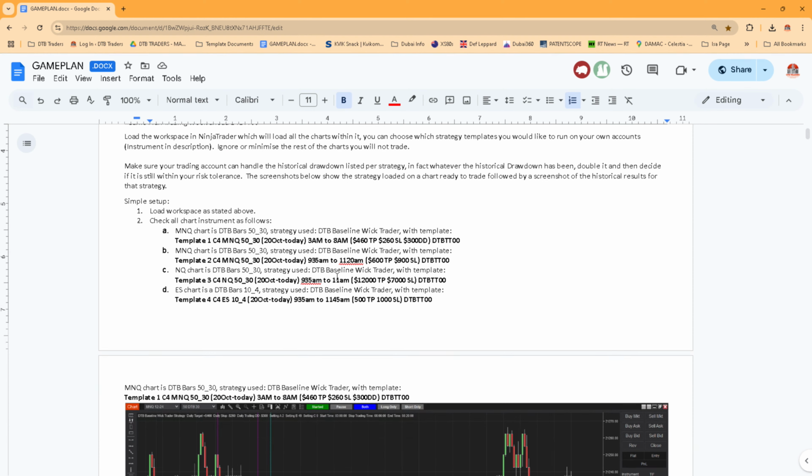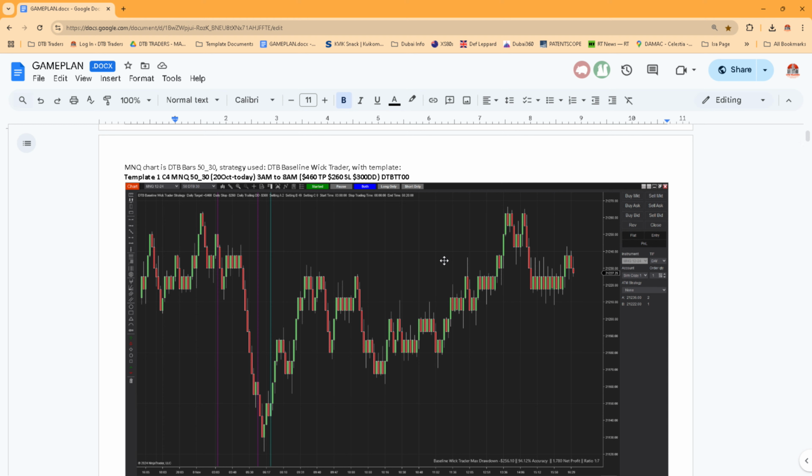templates here also. So we're running MNQ between 3 and 8 a.m. We're running another MNQ between 9:35 and 11:20. We're running an NQ between 9:35 and 11, and we're running an ES between 9:35 and 11:45. So these are the strategies we're running this week. Now the ES template, I didn't really get fantastic results on that, but I still included it there. So this is basically what it looks like.